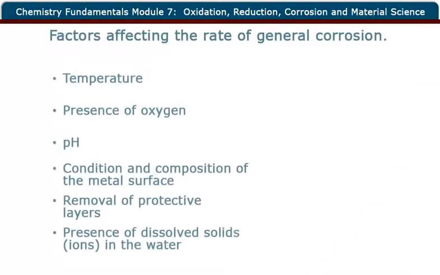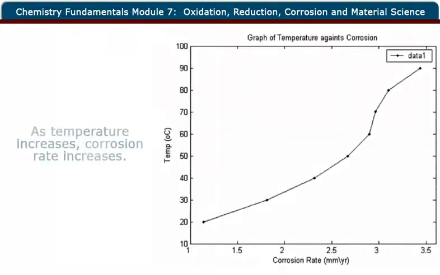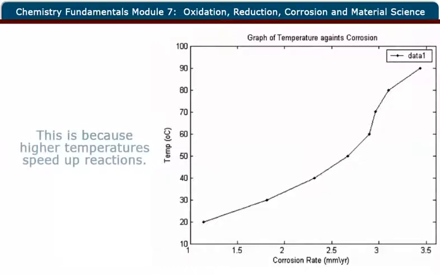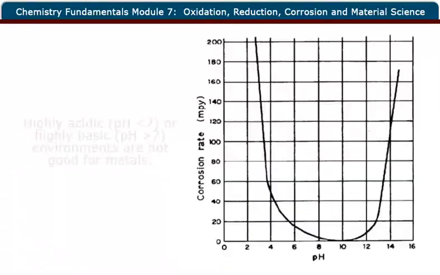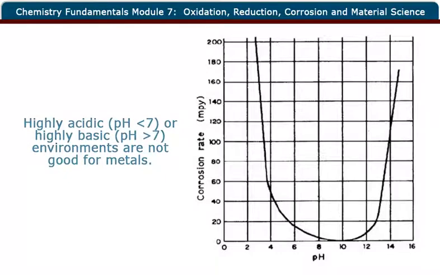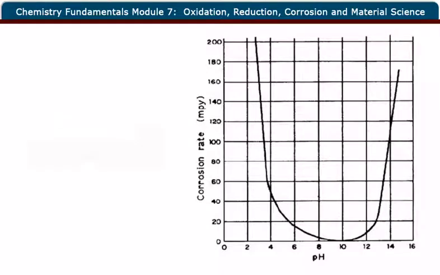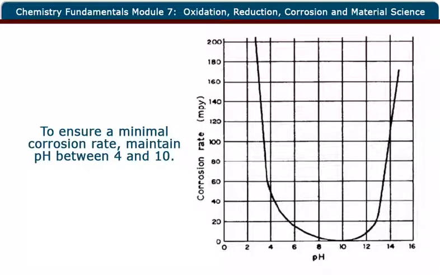We'll now discuss the seven factors that affect the rate of general corrosion. As temperature increases, corrosion rate also increases. This is because, as we learned in a previous module, higher temperatures speed up reactions. The presence of oxygen increases oxidation, and thus, the corrosion rate. Highly acidic, or highly basic environments are not good for metals. To ensure a minimal corrosion rate, the pH of the liquid in contact with the metal should be maintained between 4 and 10.